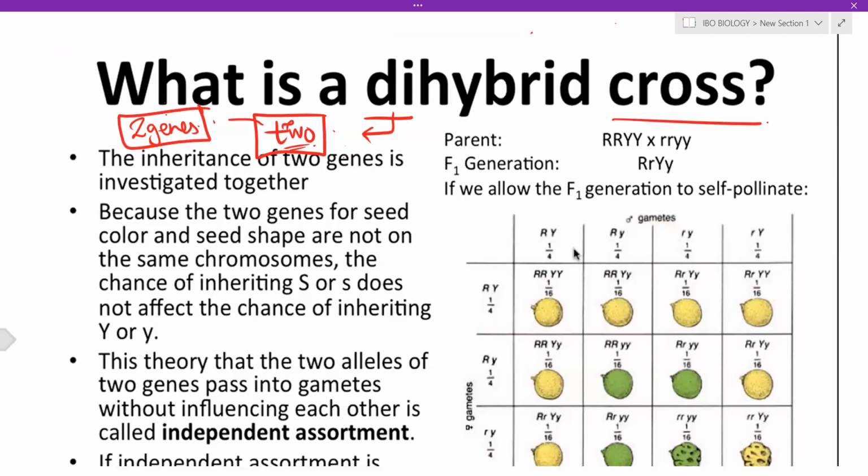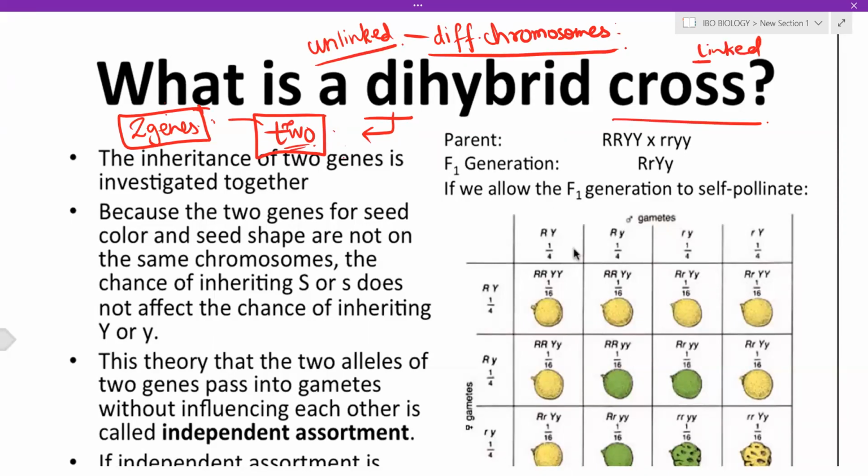Now these genes may or may not be linked, but in this example, we are assuming they are unlinked genes. By unlinked, I mean that they are present on different chromosomes, not on the same set of homologous chromosomes. Linked would mean that they are located on the same chromosome, but here we are not talking about the linked ones. We're talking about the unlinked ones first.